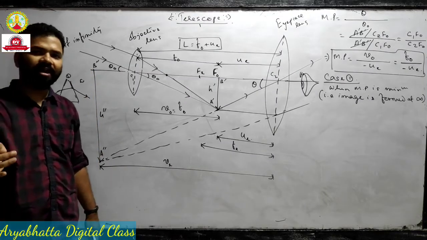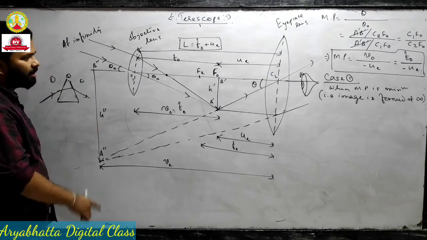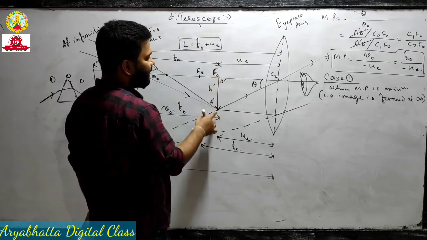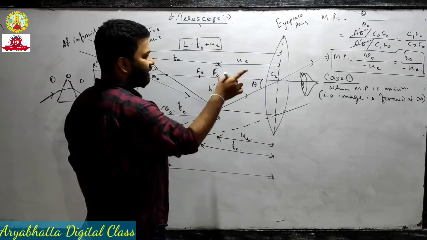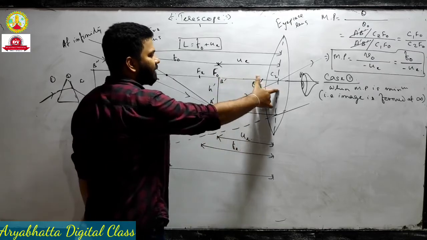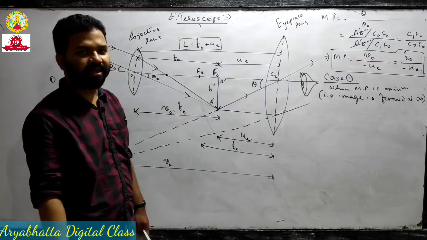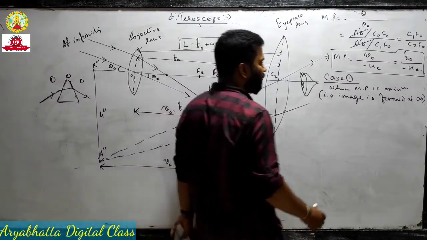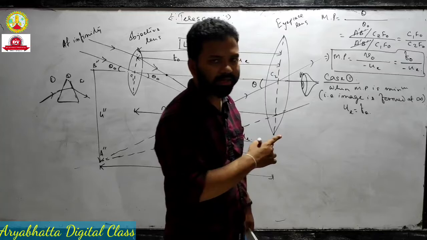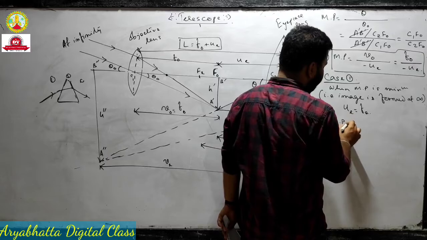We know that if the object is at focus, then image will form at infinity. For this image, which one is the object? This is the object A'B'. If A'B' is at the focus of this lens, then image will form at infinity. That means this object must be at the focus of that lens. So we will write that UE must be equal to FE. बाद में इसका diagram I will draw it. So that is when magnifying power is minimum.